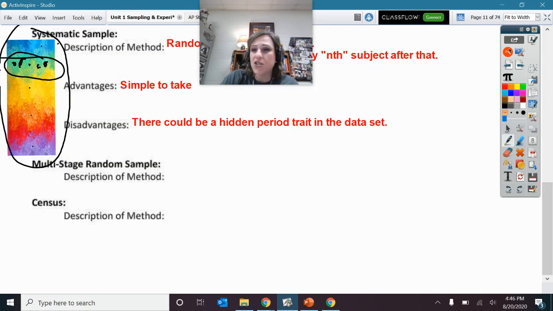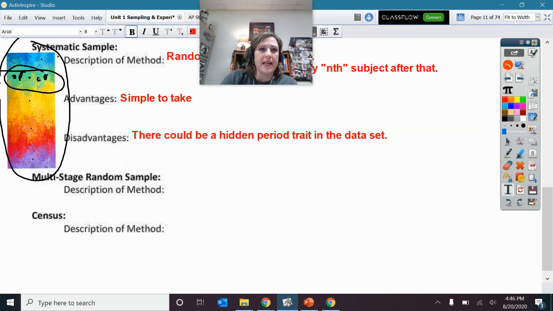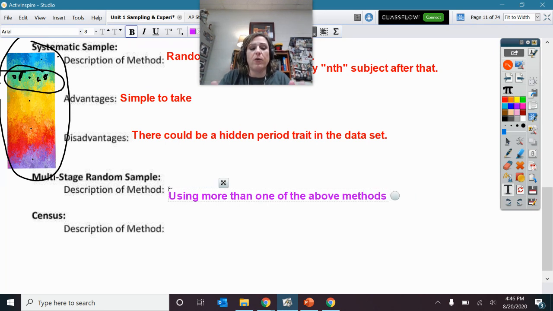Okay, multi-stage, pretty simple on that one. Multi-stage just means that, let's do this purple here, you're using more than one of the above methods. Okay. And so I won't go into that.